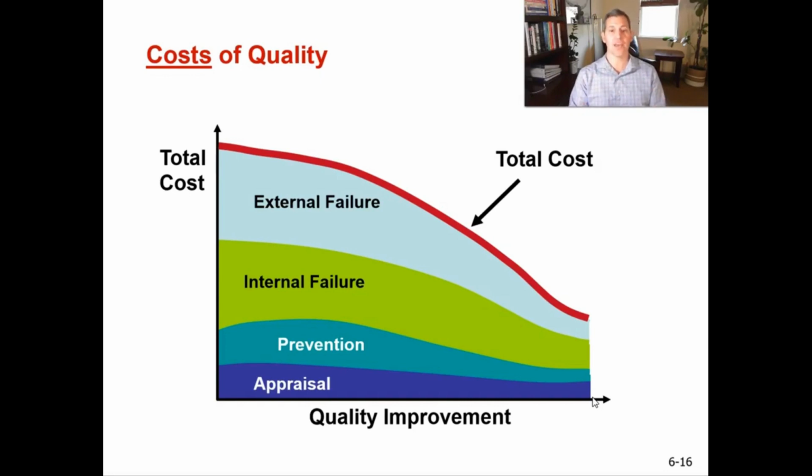That's when your customers have these products. They need to be recalled. They need to come back for warranty. And so those costs are pretty darn extreme. So external failure costs are without question the most expensive method of failure.